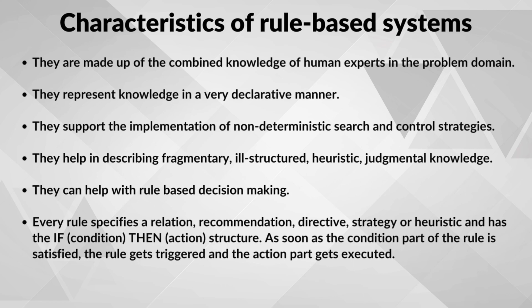Another major characteristic of rule based systems is decision making. They are designed to facilitate decision making. They utilize the specified rules to analyze data, conditions or situations and provide corresponding actions or recommendations. It has an if then structure. Each rule follows a distinct if condition then action structure. So, this is an if then structure. When the condition specified in the rule is met, the associated action is triggered and executed.